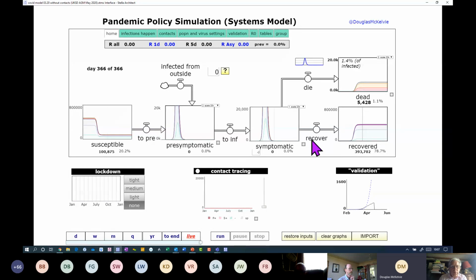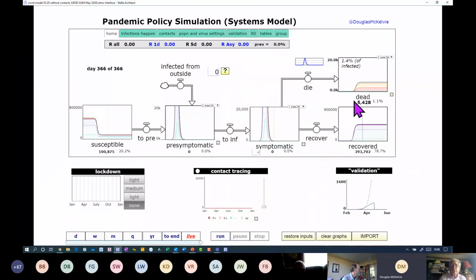And then at the end of the process, which takes maybe 14 days or so, depending on how many days in each of these categories, most people recover and go into this stock called recovered. Here we assume that they might be immune, that they may no longer become infected, at least for a while, but we're not exactly sure about that, and there will be other people in this meeting who know much more about the latest research on that.